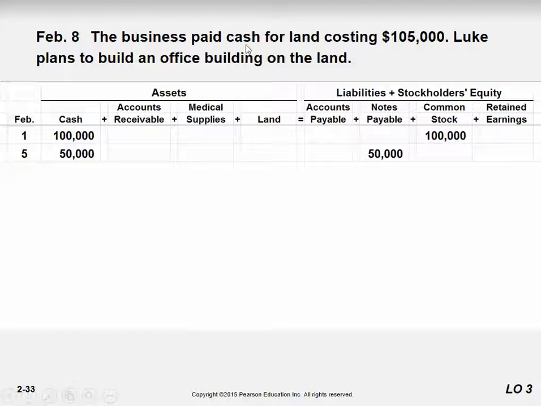The business paid cash. Remember, please get your cash entries right. The business paid cash for land costing $105,000. Luke plans to build an office building on the land. Notice that this last sentence doesn't really have a whole lot of bearing. Plans to do things are not anything you make an accounting transaction with. So here you pay cash, so cash is going to go down by $105,000, and you're going to increase land. Notice that cash goes down and land goes up, and that's an up and a down on the left-hand side. So again, we remain in balance.